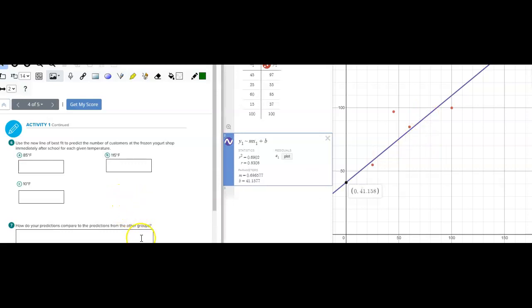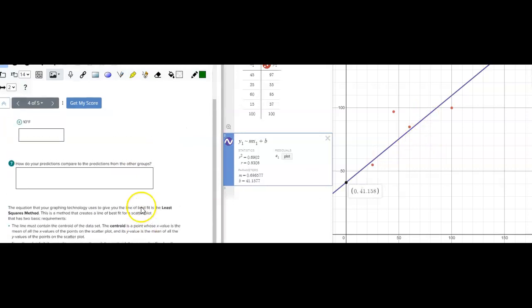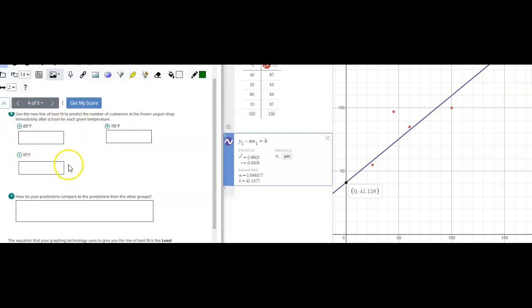Now that you've filled this out, talk to people in your group and find out from each other how your predictions compare to each other's predictions. In this case, they should be the same because we're all using the same exact regression line that we calculated using technology. This isn't the one we estimated, this is the one we calculated.